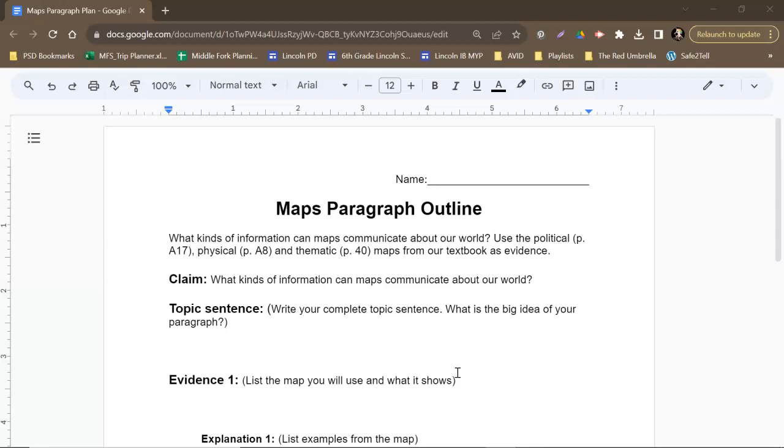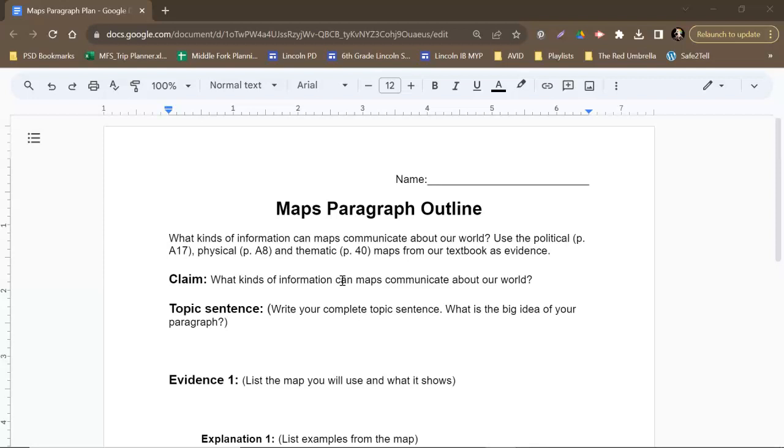So the first thing we are going to do is read our prompt, and then we're going to collect some information that we can use in our paragraph. So right here is the prompt, what you need to do. It says, what kinds of information can maps communicate about our world? Use the political, physical, and thematic maps from our textbook as evidence. So you are writing a paragraph that tells your reader some of the different kinds of information that maps can tell us or communicate about our world.